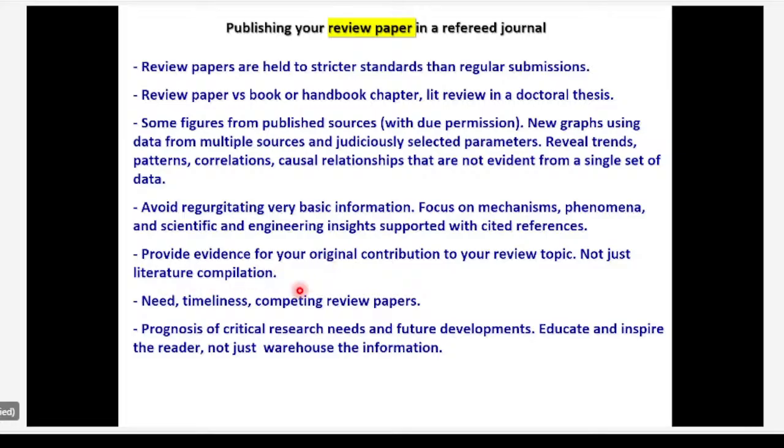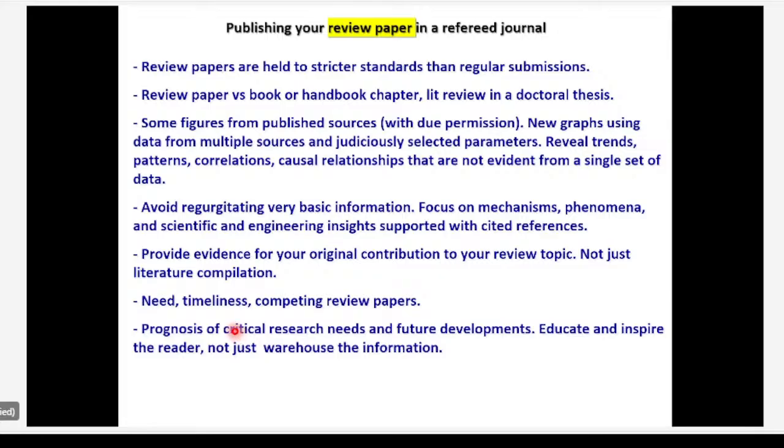And you should provide some evidence that you have contributed to that topic originally. In other words, you should first do some research in an area before you start writing review papers. Because if you're writing a review paper as a student only, that doesn't work well. You must have made a contribution to an area before you write a review. Okay. It's not a requirement, but it is expected.